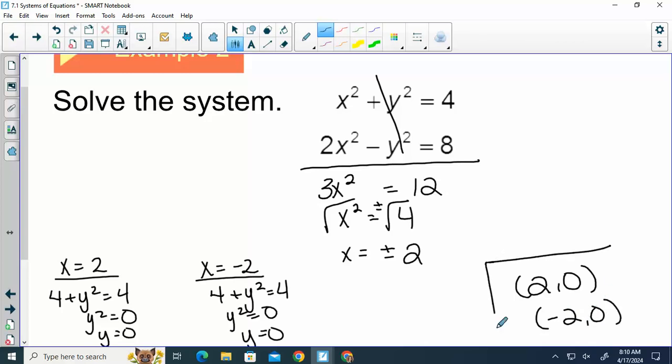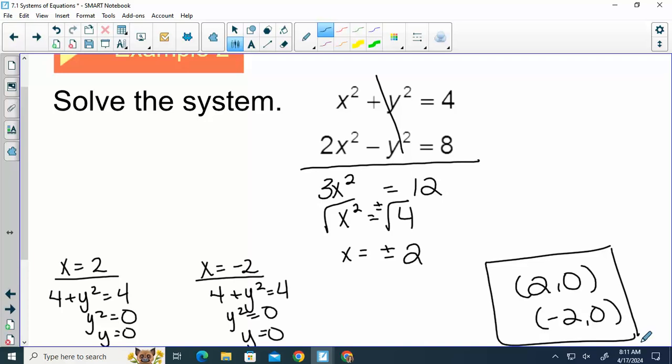How would you check this if you weren't sure? You could graph it and look at the intersection. To graph these on our graphing calculators is slightly complex because you would have to get the y by itself. And in doing that, you would do a square root and a plus and minus. So for each of those, you would actually have 2 separate equations to enter on your graphing calculator, but you get it. We can also plug these points back in. 2 squared plus 0 squared is 4. 2 times 2 squared, so that would be 8, minus 0 is 8. And you'll plug them both into both equations to verify.